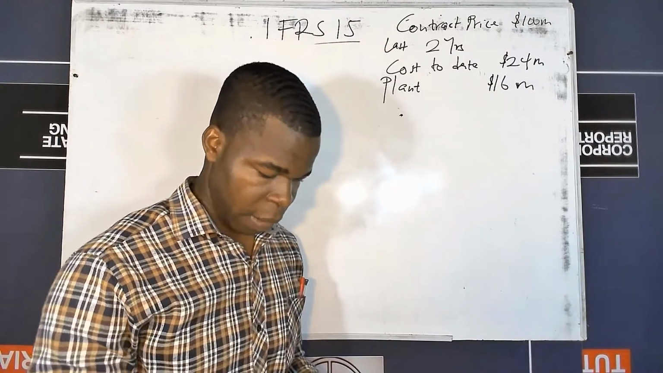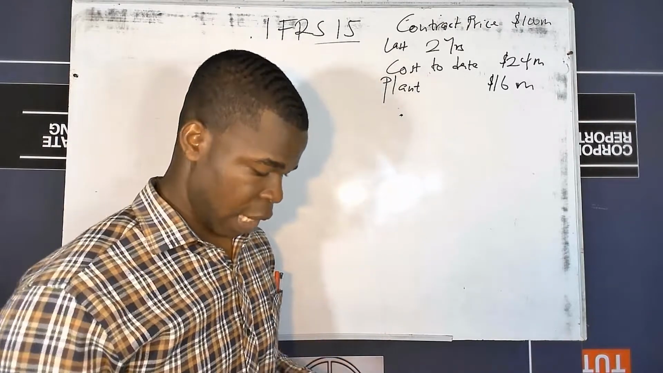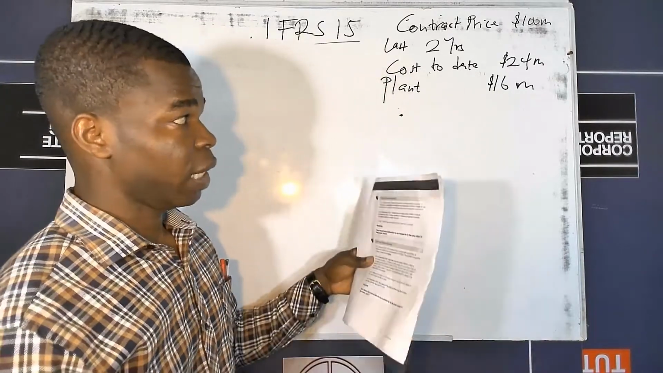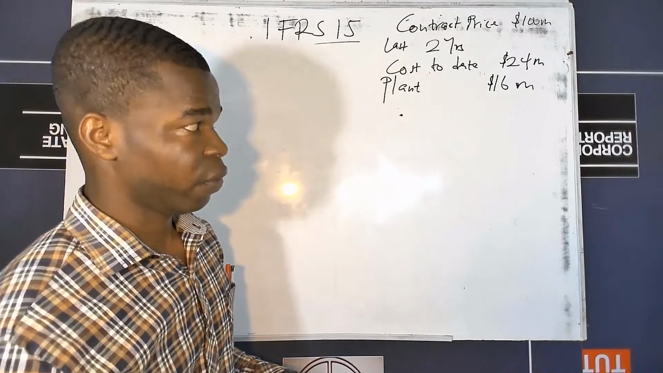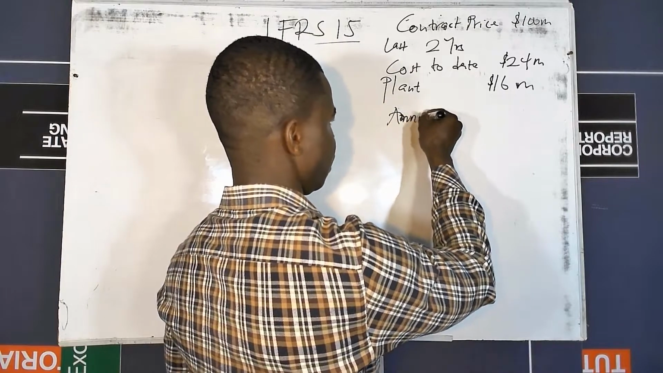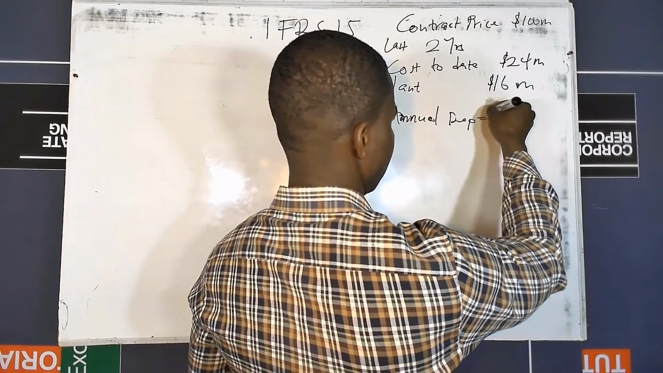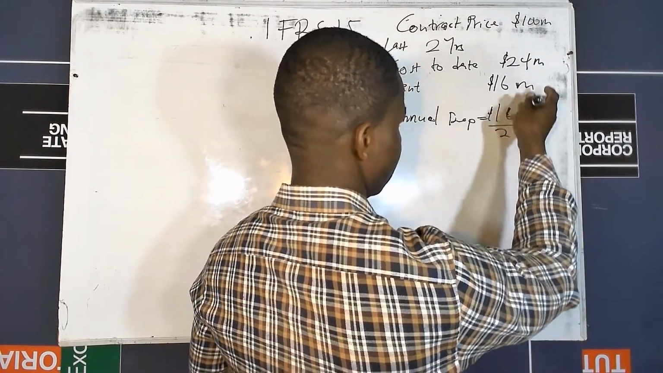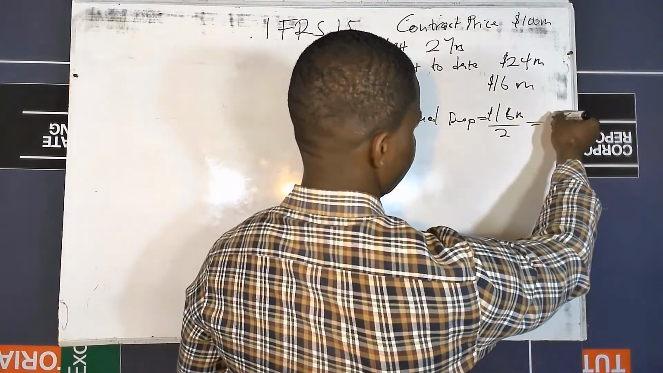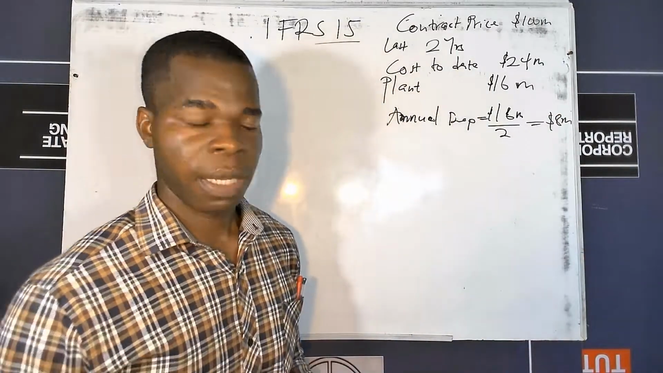And the plant has no residual value after the year end, and the depreciation on the plant is to be allocated on a straight line basis across the contract. So here we are supposed to depreciate the plant across the years of the contract. Basically, the annual depreciation is going to be 16 million divided by 2, because they said the duration of the contract is just 2 years. So here we are going to get the annual depreciation to be 8 million.